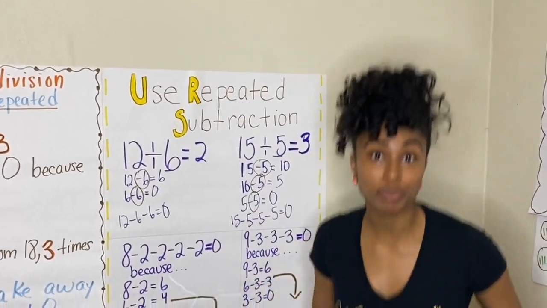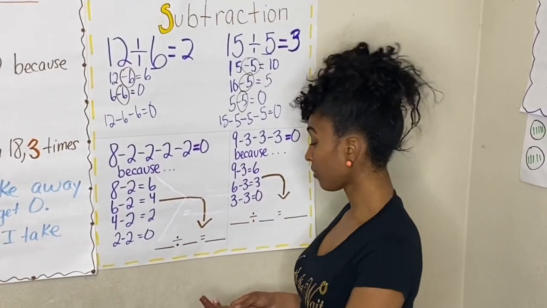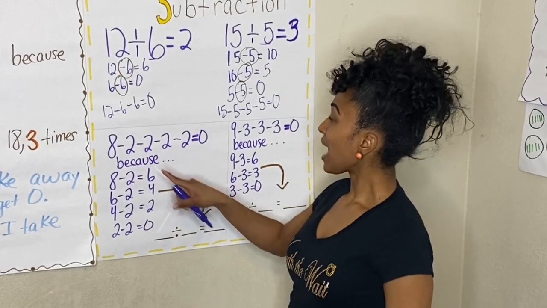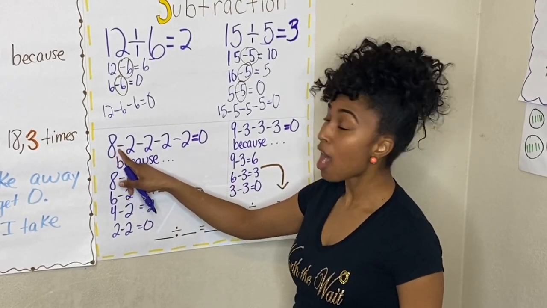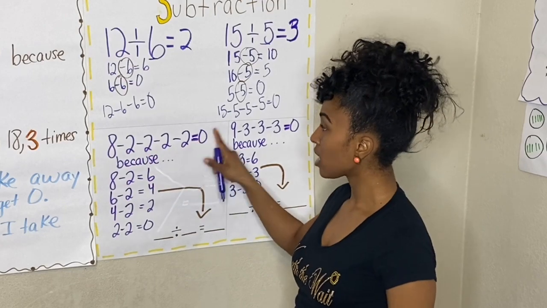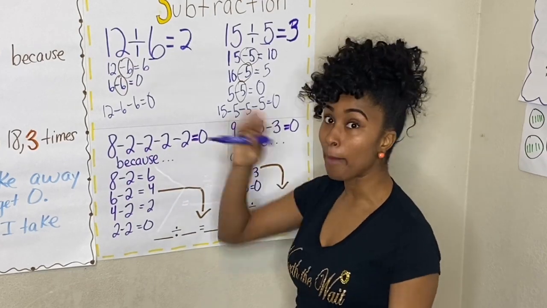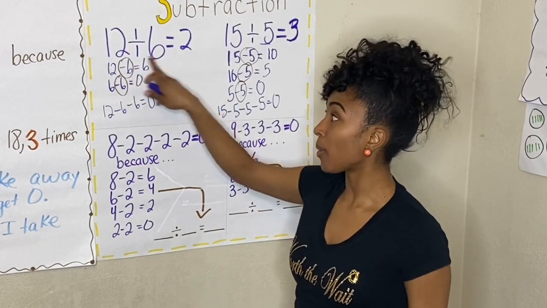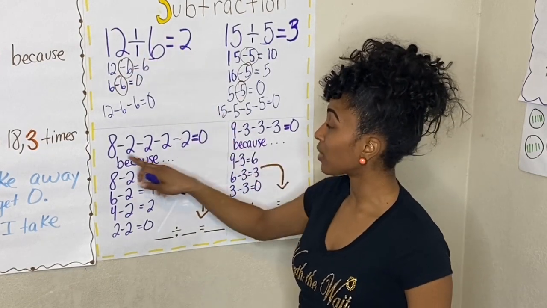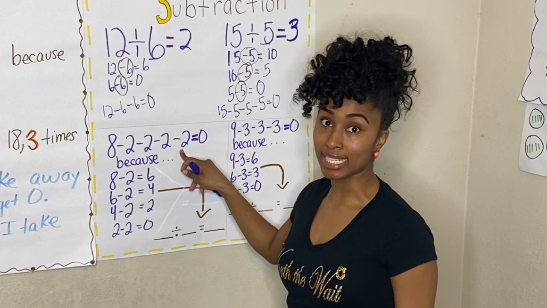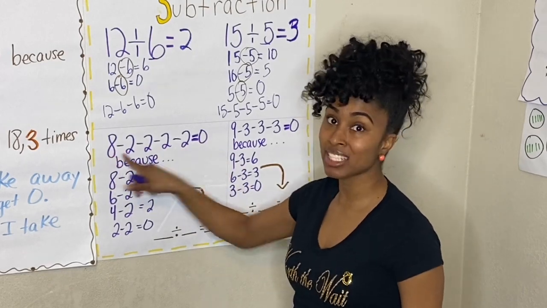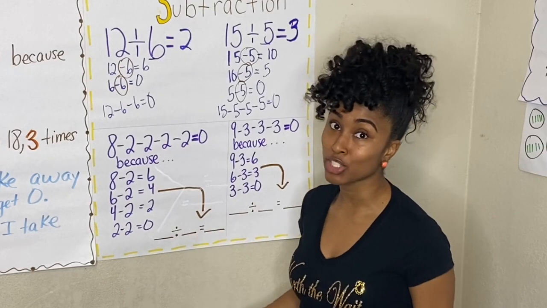Now let's do the next problem. Okay, now I see that it starts off differently. It tells me already how many times I subtracted. So it's starting off the opposite way. Instead of us starting off with our division equation, we're starting off with how many times we subtracted. Remember, however many times we subtracted from that bigger number tells us what our answer is.